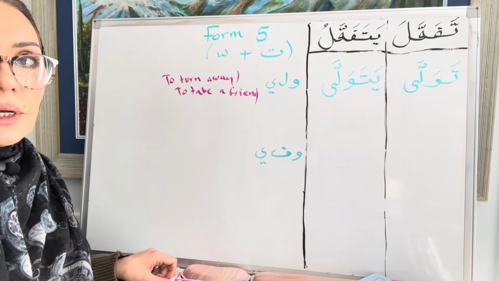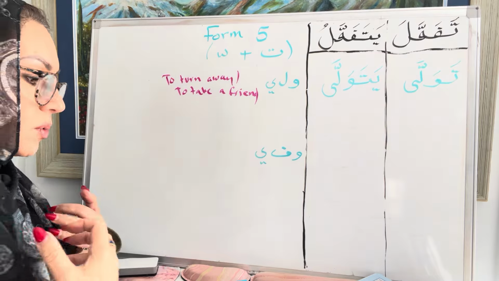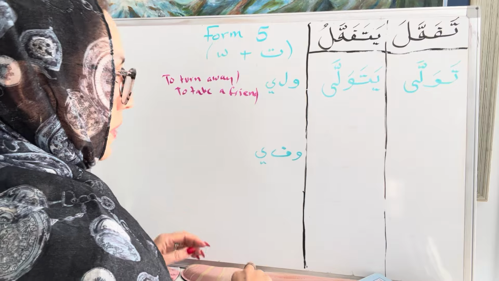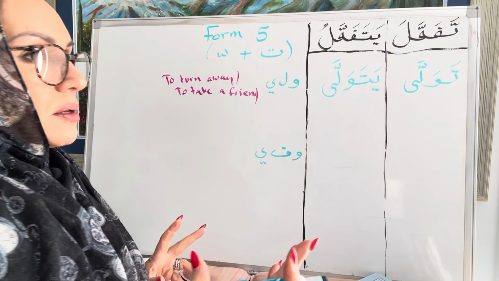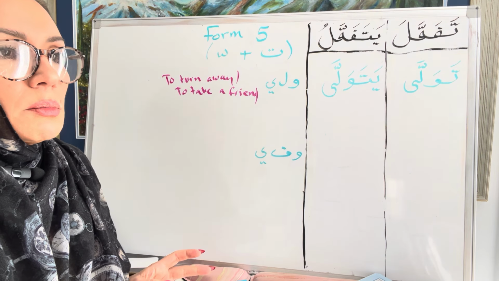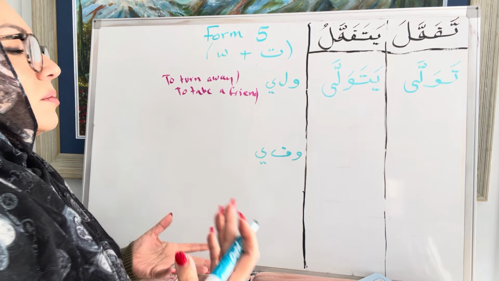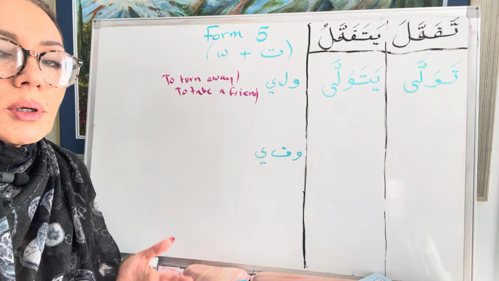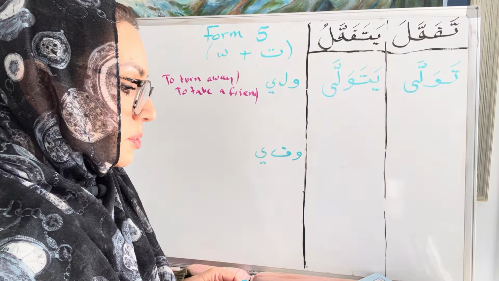The root letter here again is like wali. Wali is someone that's close, like a close friend. That's why I always say that Arabic words have so many meanings to them. You're probably thinking turning away and having a friend have nothing in common, but just know that there are different meanings for these verbs.